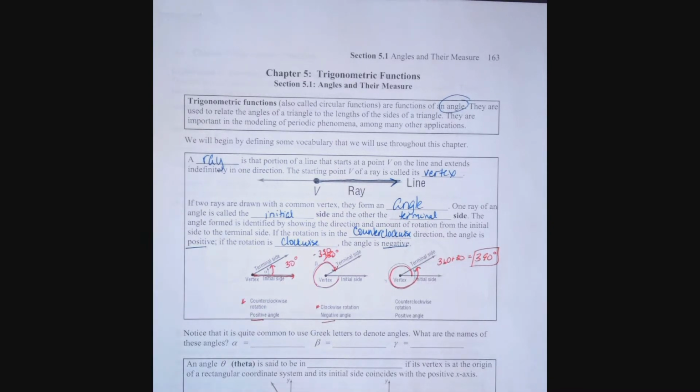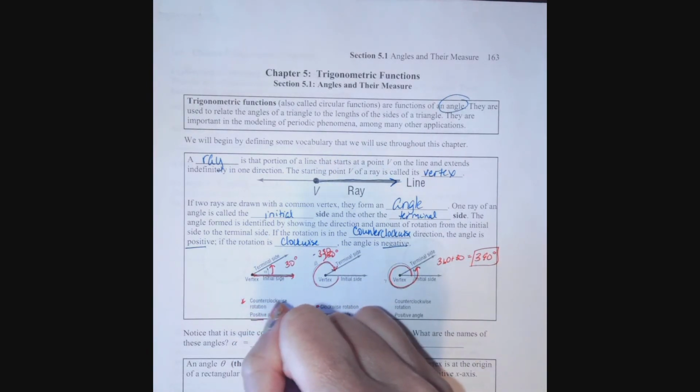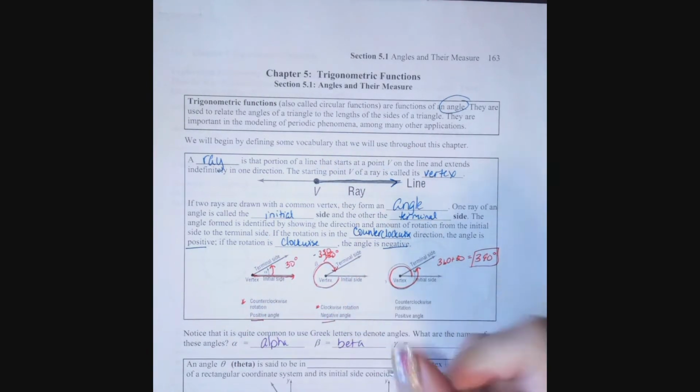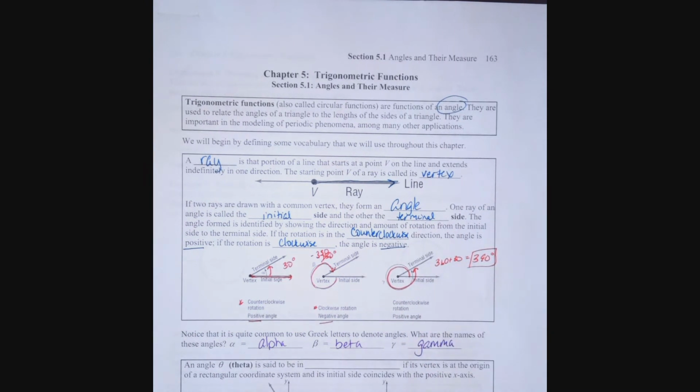Okay, now you're going to find Greek letters a lot as we work through calculus, pre-calculus, and trig. Notice it's quite common to use Greek letters to denote angles, so you need to know what we're going to name these angles, what we're going to call these angles. This Greek letter is alpha, then we have beta, and we have gamma. These are going to be three of the common ones that you see used.